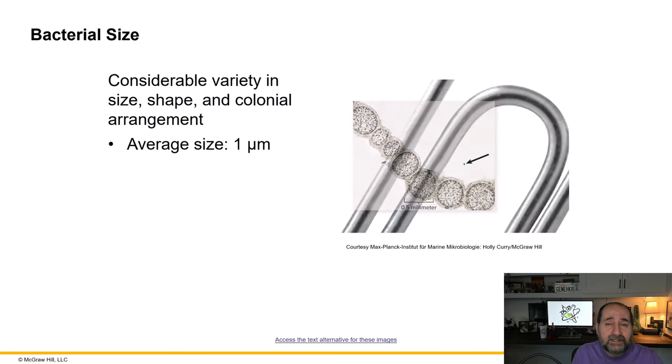Being prokaryotic in nature, these bacteria are very small. They are an average of 1 micrometer in diameter. A typical bacterium is between 1 and let's say 5 micrometers in diameter, and that's about 10 to 50 times smaller than the average eukaryotic cell. Eukaryotes are about 10 to 50 micrometers in diameter. However, bacteria can vary in their size, their shape, and their arrangement as well, and we're going to touch on that.